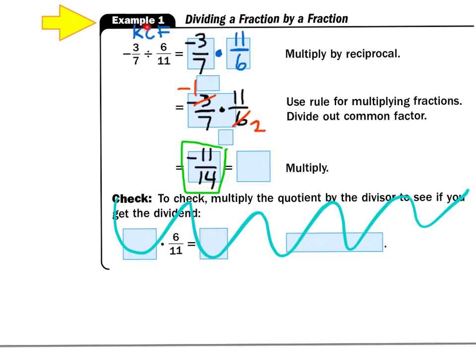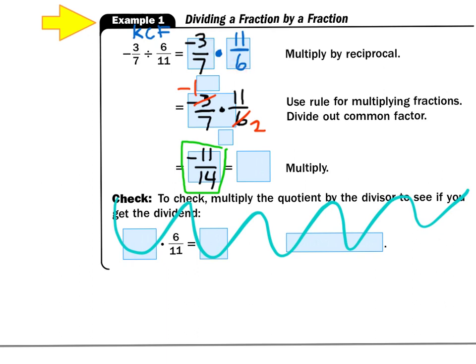Okay, so take a look at example 1, dividing a fraction by a fraction. I have negative 3 over 7 divided by 6/11. Keep, change, flip. So I kept the negative 3 over 7. Notice how I let the negative come up to the 3. Change division to multiplication. I want to see you do that. And flip the second fraction. It becomes 11 over 6.